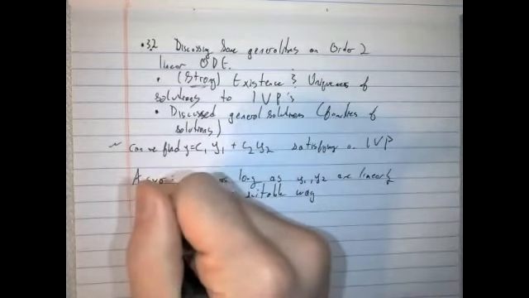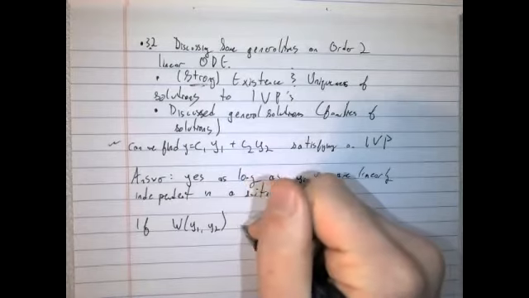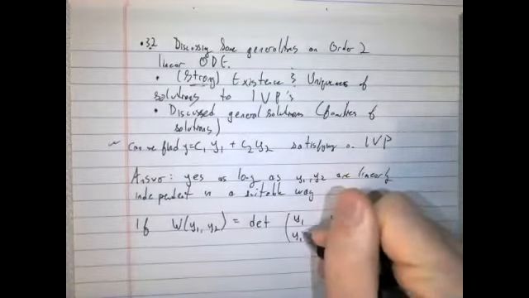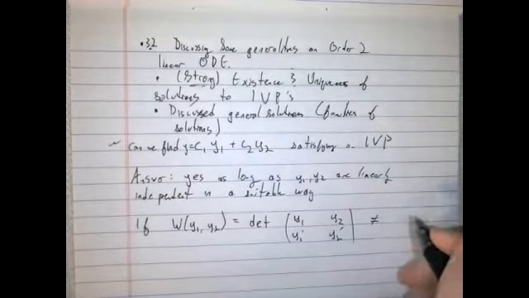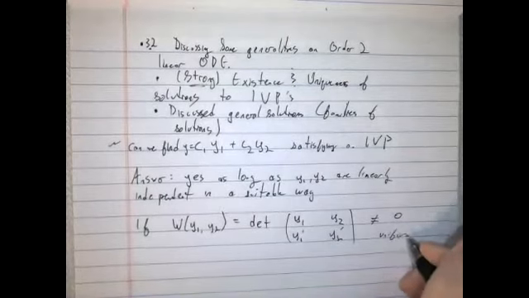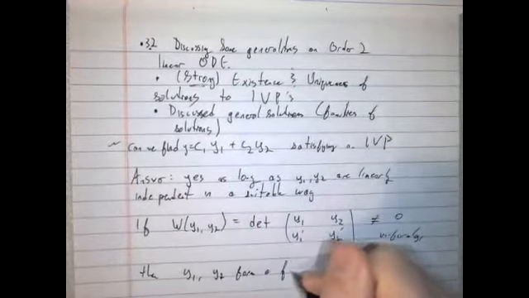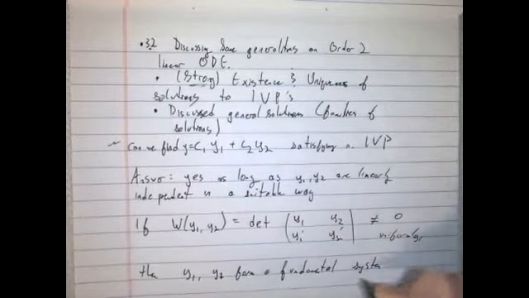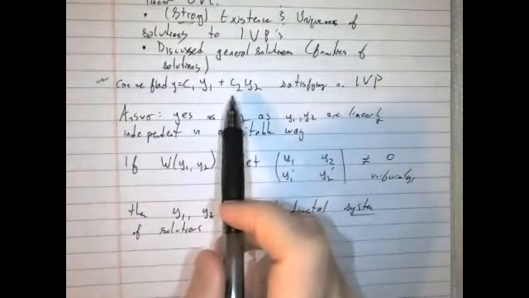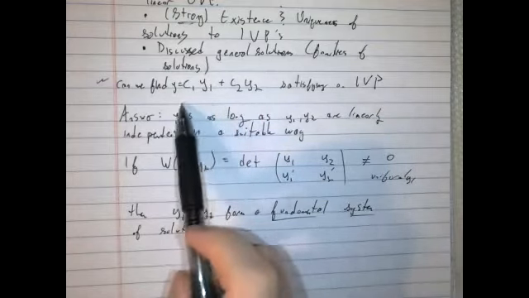So if the Wronskian of y1 and y2, which is equal to the determinant of y1, y2, y1 prime, y2 prime, is not the zero function (it could be zero in some places, but as long as it's not equal to zero uniformly), then y1 and y2 form a fundamental system of solutions. In other words, this family that I've written up here really is the general solution, and any solution to any IVP associated to the differential equation can be expressed as C1 y1 plus C2 y2.